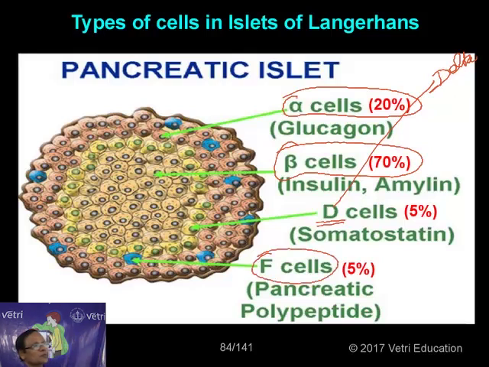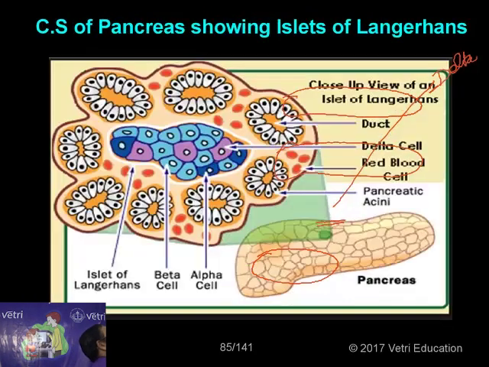So the major ones, 70%, are the beta cells, which secrete insulin. 20% are the alpha cells, which secrete glucagon. 5% is formed by the delta cells, which secrete somatostatin, otherwise called D cells, and then the F cells, which secrete pancreatic polypeptide in minor concentration. That's also 5% of the cells.